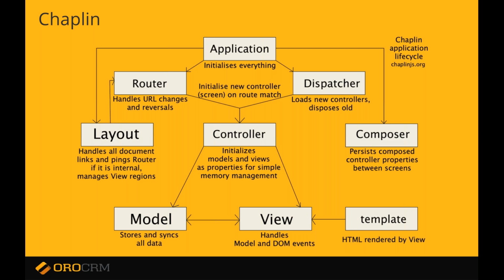So first of them is application. Application is the bootstrapper of all components, so it's the entrance point. Once we start our application, we create an application instance, and it will create layout, router, dispatcher, and composer. And after that, we'll start the routing process.